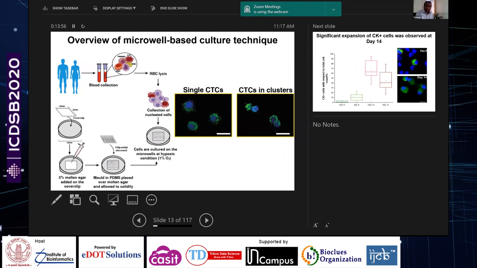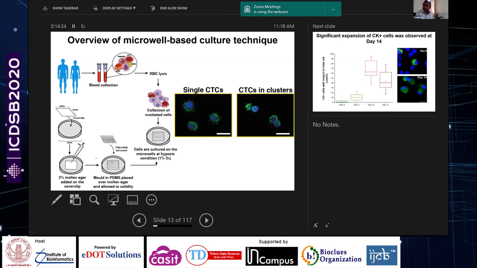So the method has been exploited. We established a method where we can culture these circulating tumor cells. This is how the tumor cells look in culture: single CTCs and CTCs in clusters. What you see is that a tumor cell has a property: it has big nuclei. This is the very simple way a pathologist or cytopathologist will check under the microscope. They should look at the expression of cytokeratins.